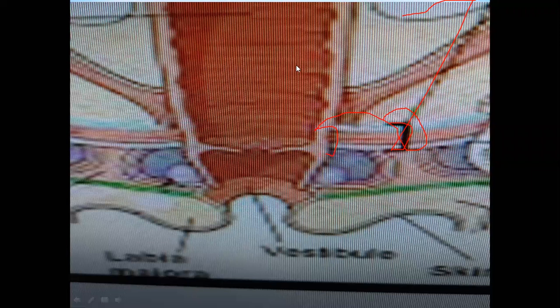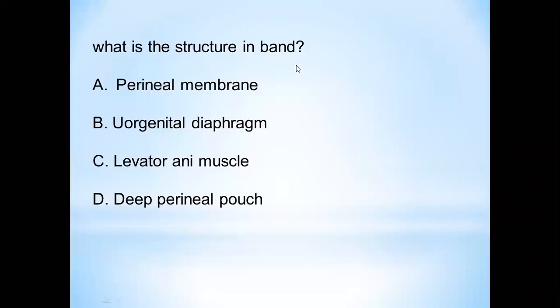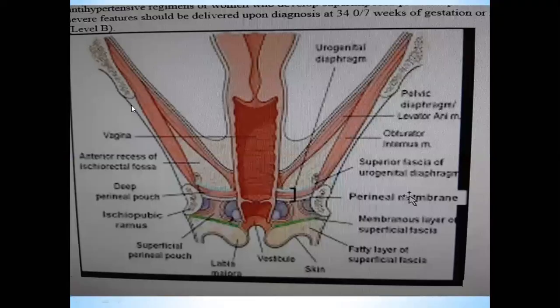Perineal membrane. Okay, you and Rubina are saying it's perineal membrane. Nupur says it's deep perineal pouch. So Nupur, now just go up with the answer key. I'm going with the answer key. So you just read it for us. Okay, now you can see here. What is it?